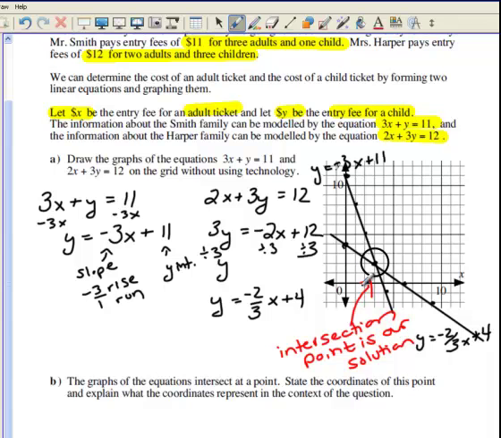And I can see where it is just by counting off the grid. My x value is 3 and my y value is 2. So 3, 2. In other words, x equals 3, y equals 2. That means the cost for adults is $3 and children cost $2.